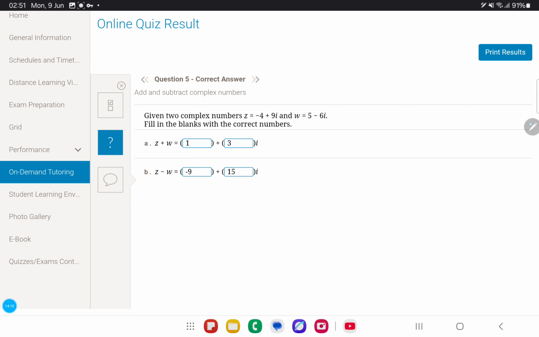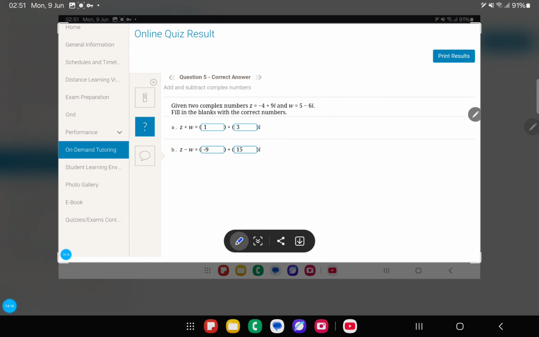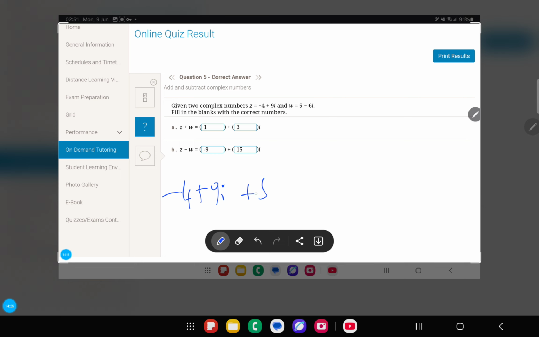Same thing. They give us z and w. Now we just substitute it. They just want z, so we just put it as it is. -4 plus 9i plus w, which is 5 minus 6i. Okay, now add them up, you get, sorry, not negative. You get 1 plus 3i. Okay, because -4 plus 5 is 1, and 9i minus 6i is 3i. So the answer is 1 plus 3i, which is exactly it for the first one.